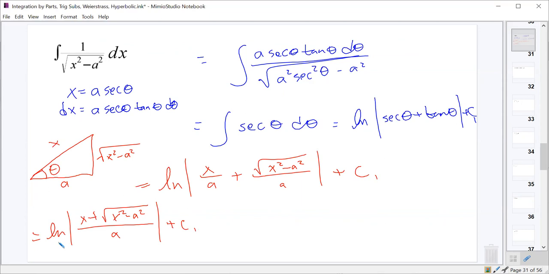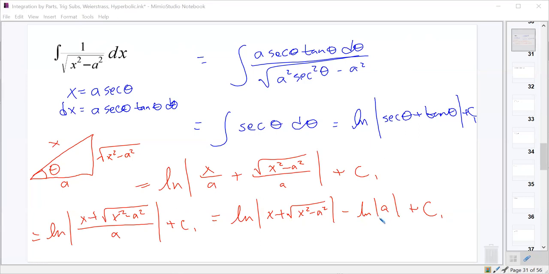Right? And then what do log rules tell us? It tells us that if I have the log of something divided by something else, I could rewrite that as the log of the first thing minus the log of the second thing. And what can you tell me about the negative natural log of a? What is a? It's a constant. Right, a is a constant, so the natural log of a is a constant. So all of this is just some constant.